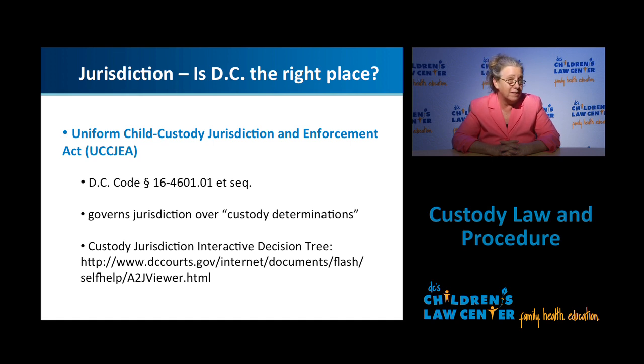And it tells us what state is the proper state to file a custody case in, or what state can make a custody determination. There is something called a Custody Jurisdiction Interactive Decision Tree that was developed by the DC Family Court Self-Help Center. It's online, and it's actually very helpful. It asks you questions, and depending on the answer, it asks you other questions, and will ultimately tell you whether DC is the right court or not in most situations.